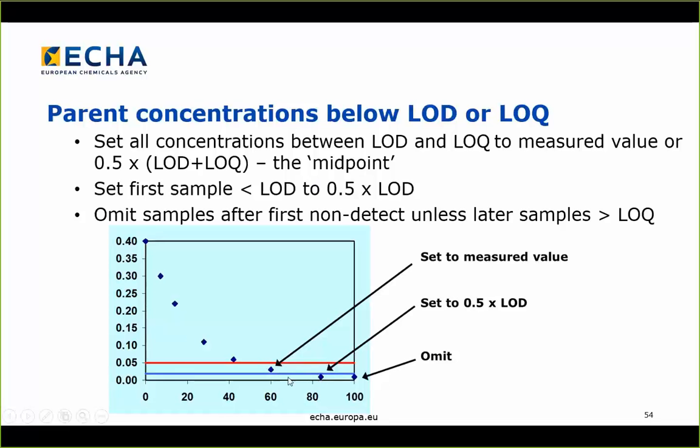So after the first less than LOD, you would use this first sample, and this is set to 0.5 of the LOD, and you would omit any samples after that time. The exception to the rule is that if you had a data point, theoretically after 100 days, that was above the LOQ, so the red line, if that occurred, you would include these less than LOD values. Does that make sense? So let me use some examples to put this in context.